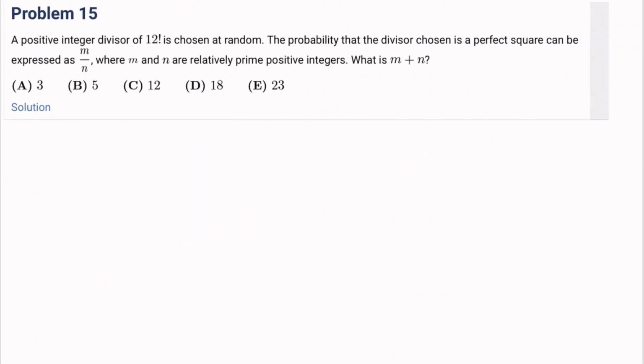Number 15. A positive integer divisor of 12 factorial is chosen at random. The probability that the divisor chosen is a perfect square can be expressed as m over n, where m and n are relatively prime positive integers. What is m plus n?